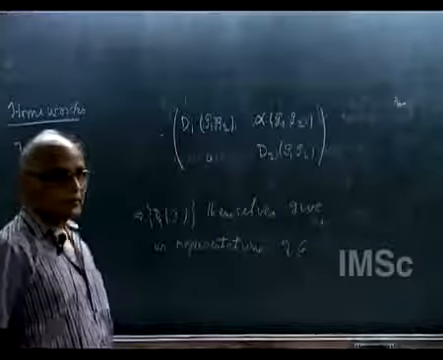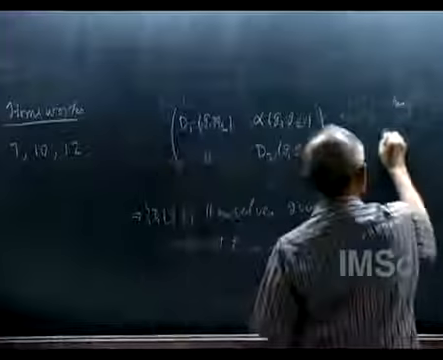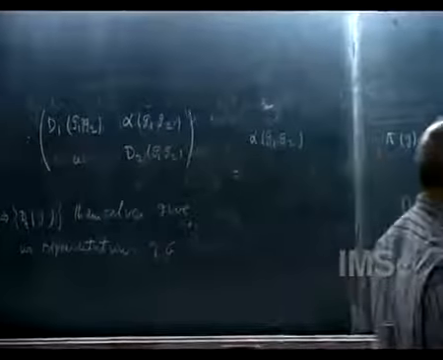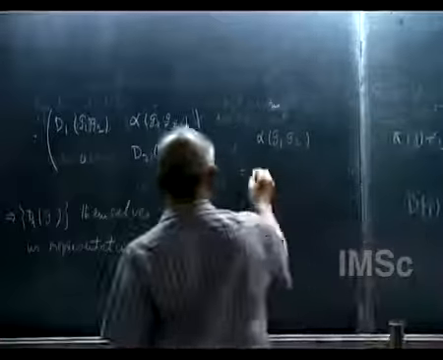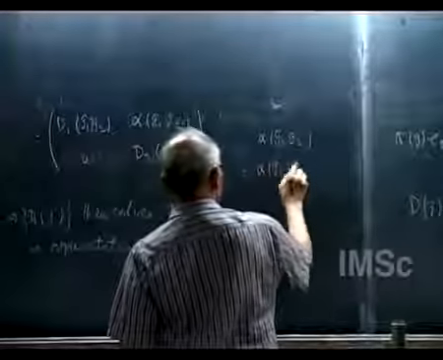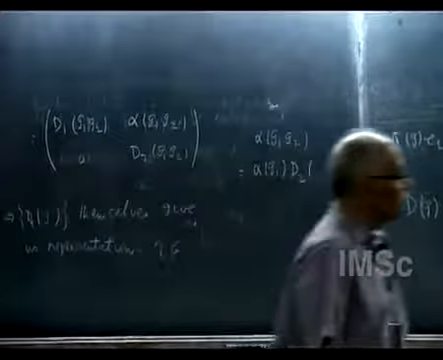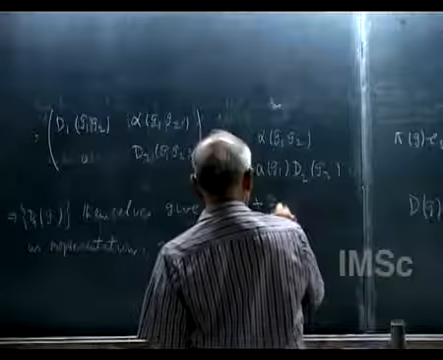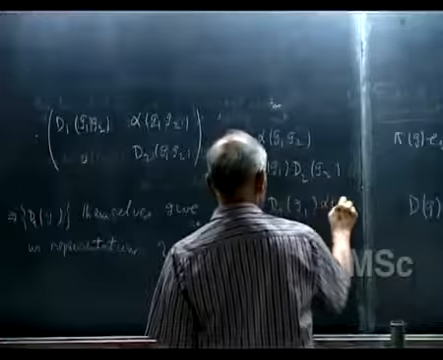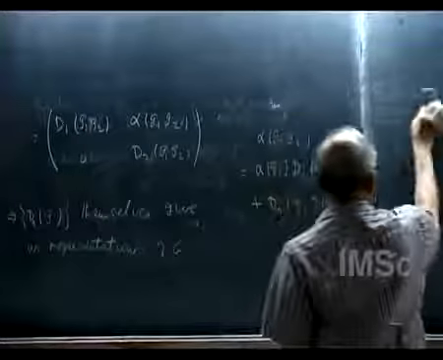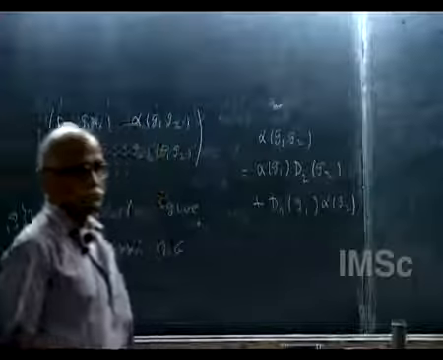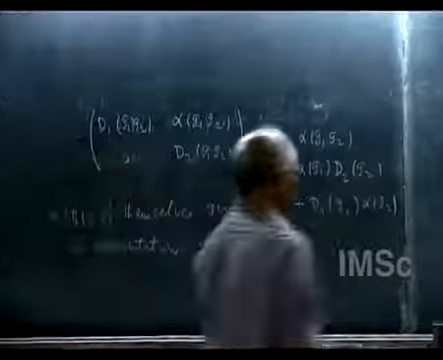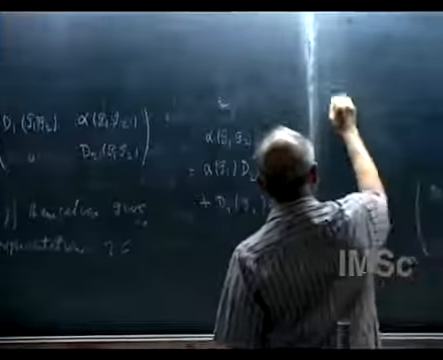But with regard to alpha, it is rather strange. We are getting some equation which says alpha(G1 G2) is alpha(G1) D2(G2) plus D1(G1) alpha(G2). This equation actually has great importance, but I have no time to go into this equation, the properties of alpha.